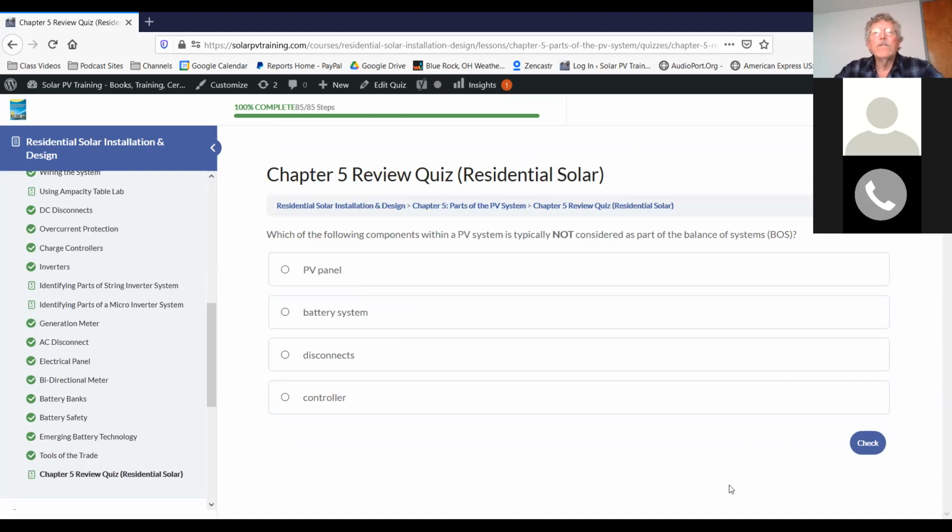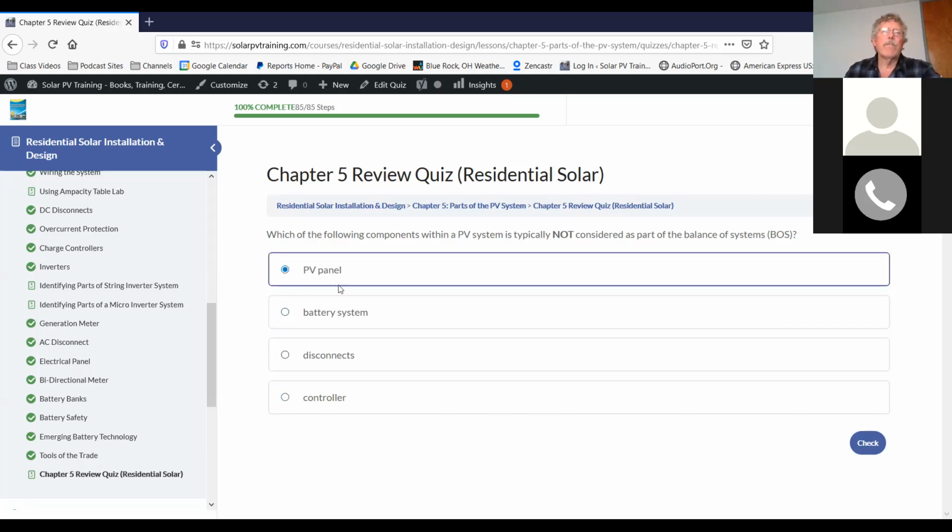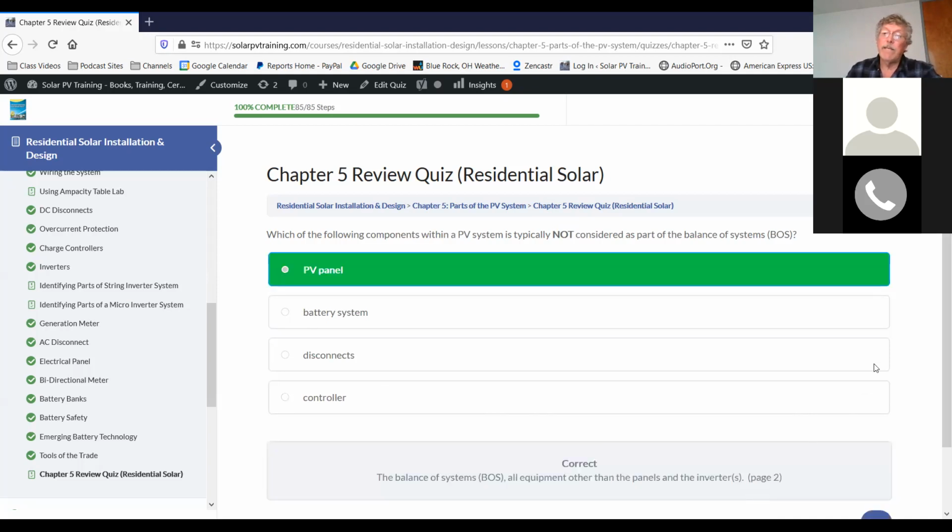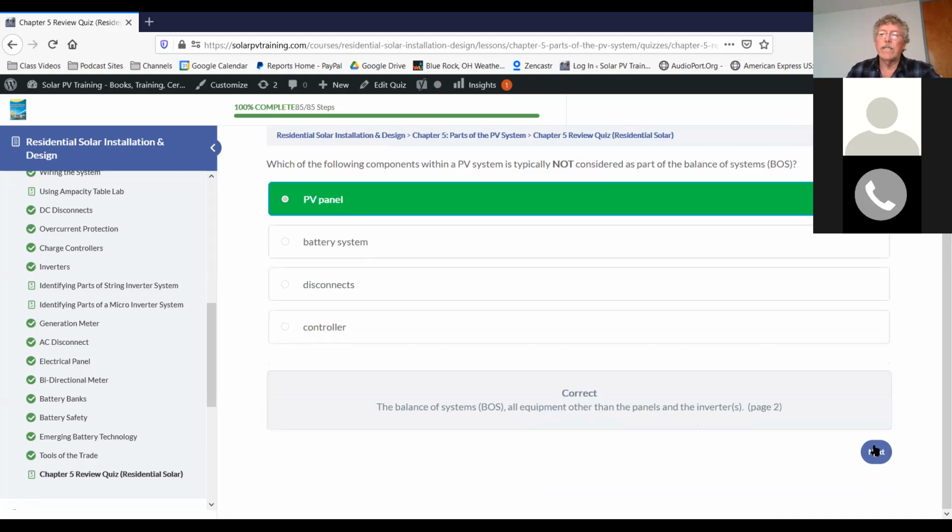Which of the following components within a PV system is typically not considered as part of the balance of systems? Well, typically we say the panels, the inverters, and then everything else. That's because in the early days, the panels were about a third of the cost, the inverters about a third, and then everything else. Now, in recent years, the cost of panels and inverters has come down, so the balance of systems can be significant, like 50% of the cost or so.